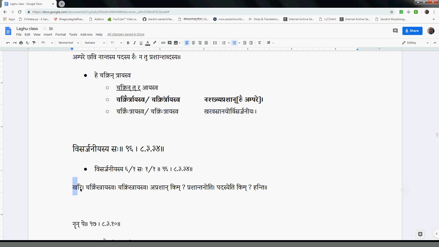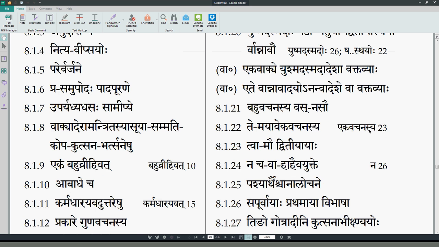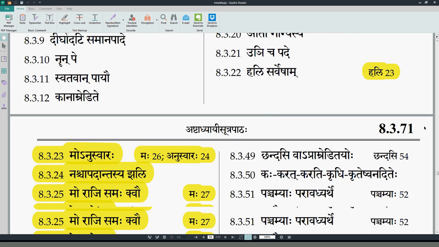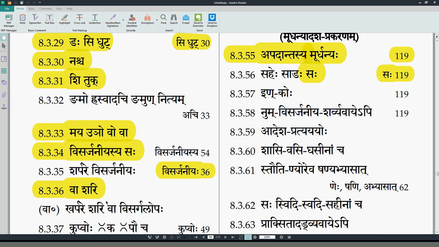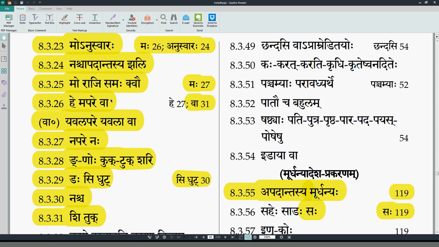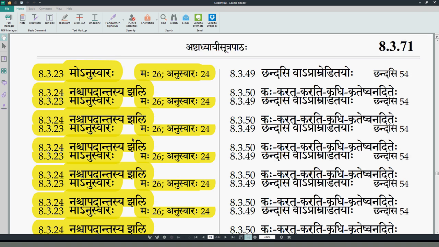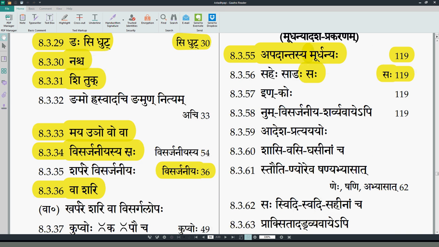So khari, as in the example: khari visarjaniyasya saha. Let me show you the sutra here, 8.3.34. Visarjaniyasya sa, we have seen earlier; you don't see any anuvritti here. But then there are these apavadas here, sharpare visarjaniya and vashari. Considering that this vashari is coming up, there was this purva apavada in the vartika, sampunkanam so vaktavya. This was a purva apavada to this sutra.